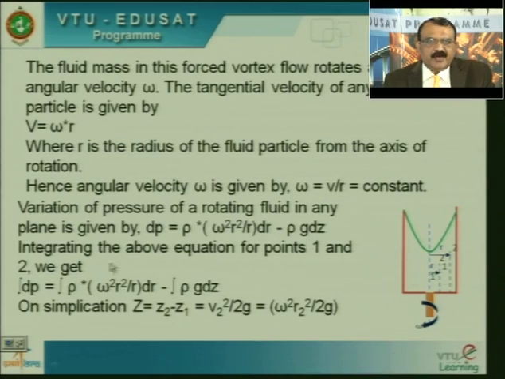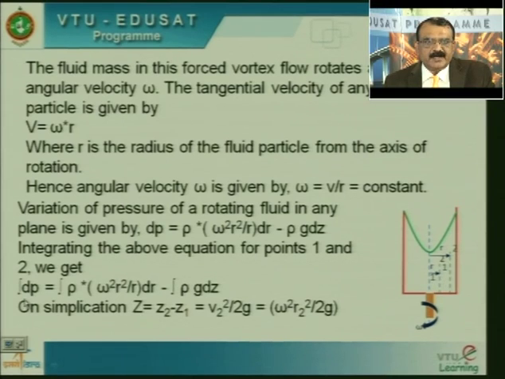Now integrating the above equation for points 1 and 2, you are going to integrate this equation between these limits 1 and 2. You are going to get integration of dP is equal to integration of this whole equation. Again I repeat, the limits are 1 here and 2 here. Now on simplification, this becomes Z, that is Z2 minus Z1, equal to V square by 2g, that is equal to omega square R2 square divided by 2g.